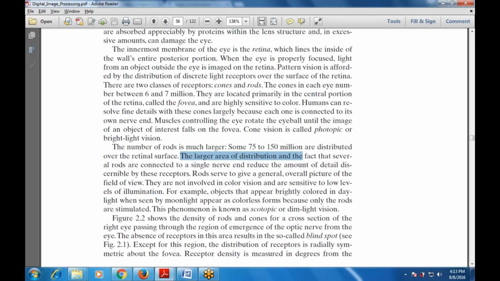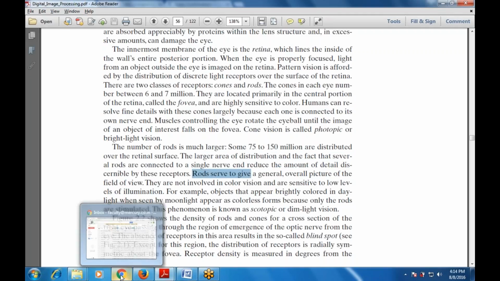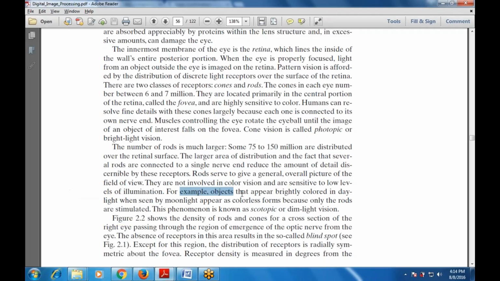The larger the area of distribution, and the fact that such rods are connected to a single nerve, reduce the amount of detail. A rod serves to give a general overall picture of the field of view, and rods are not involved in color vision and are sensitive to low levels of illumination.